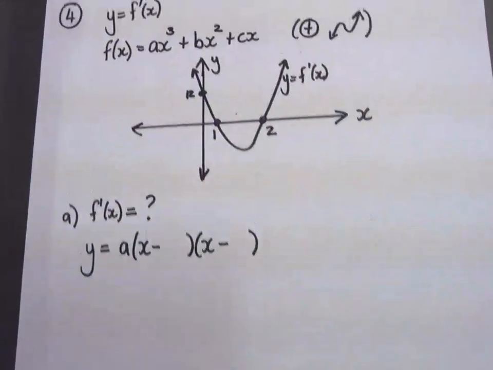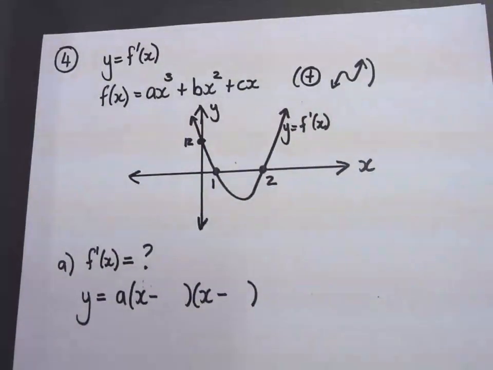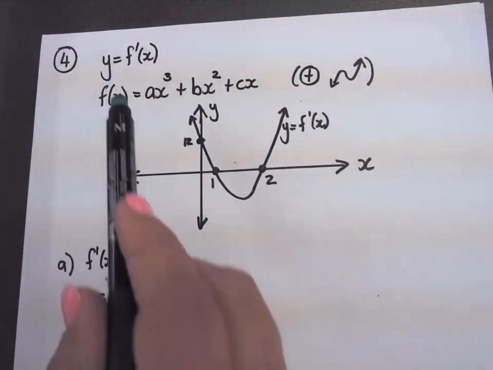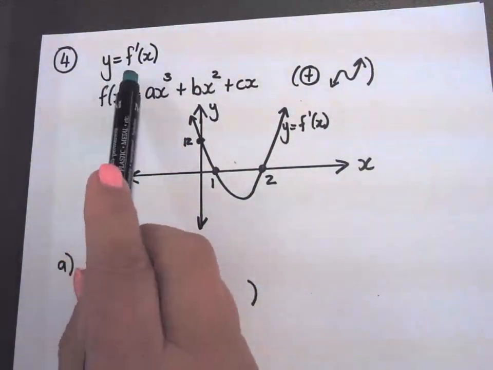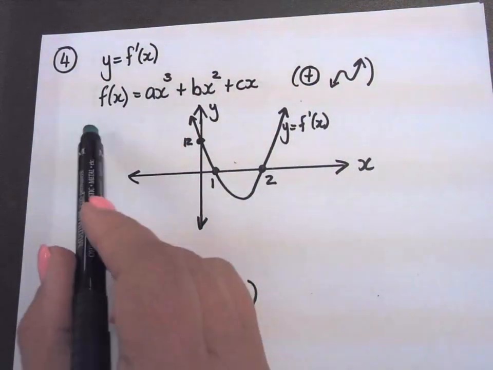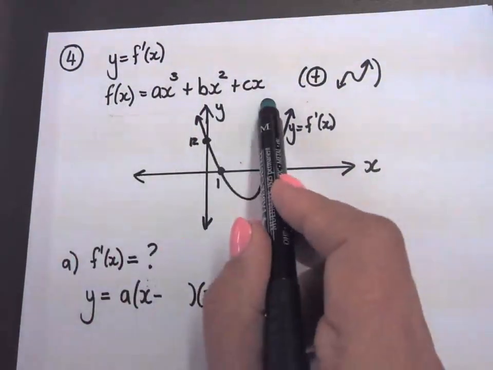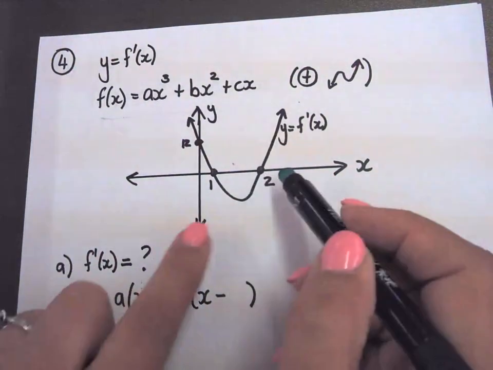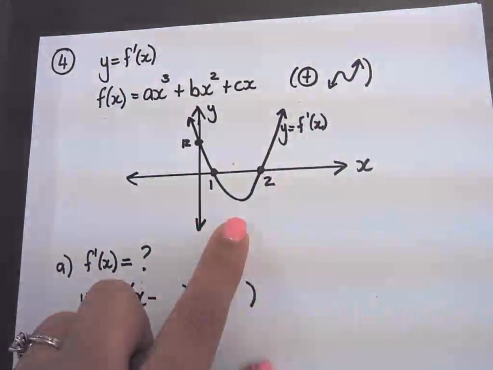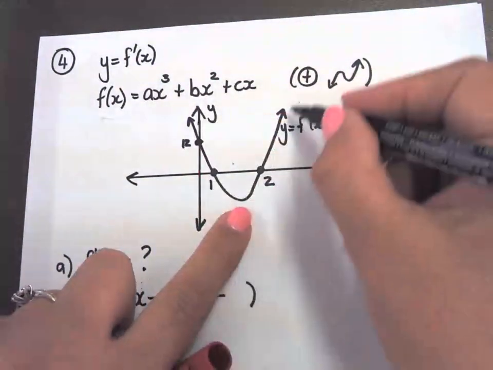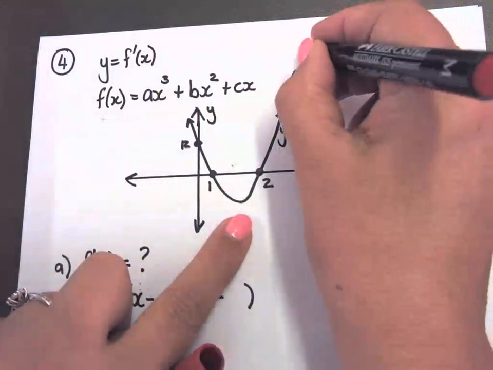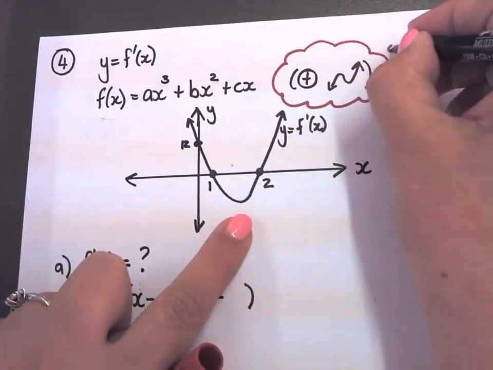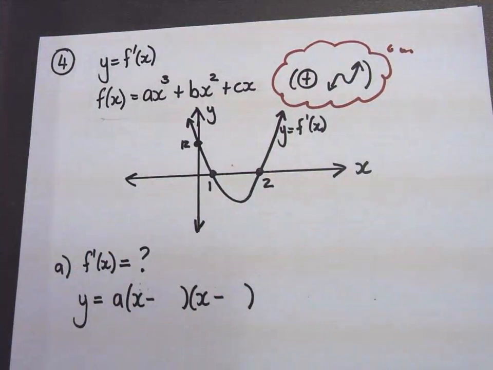That is example number 4, page 46. So they tell you y equals the first derivative of x. They give you the equation of fx. And from the picture, we can deduce that the cubic function is positive because the parabola is positive. Okay.